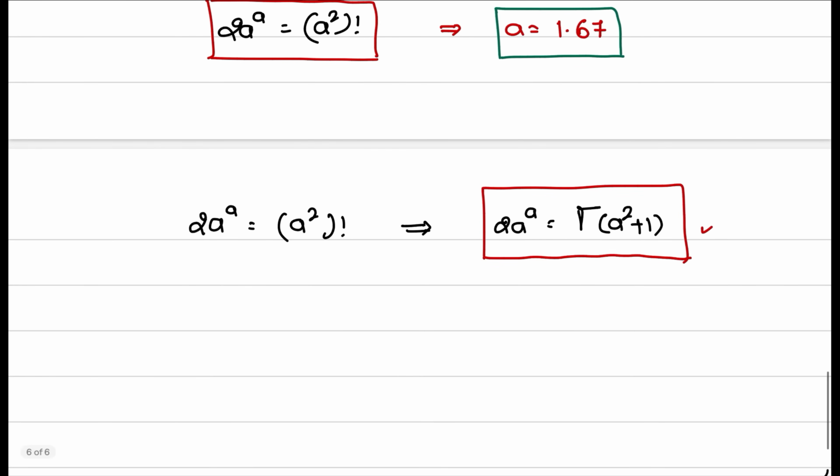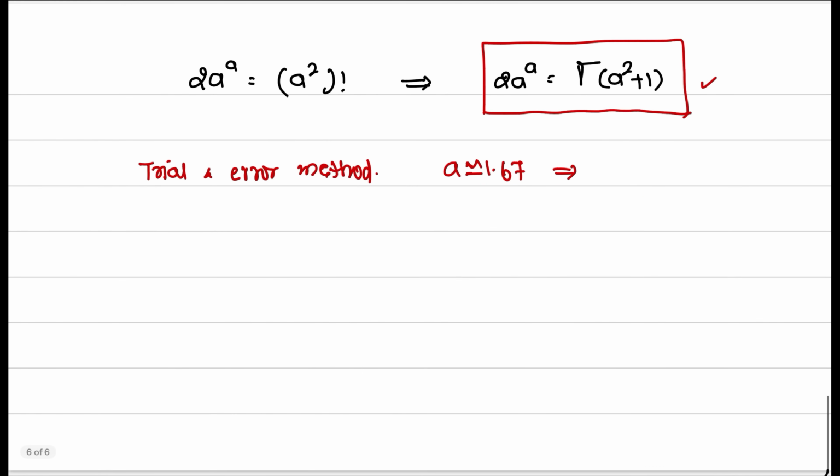You can easily solve this using trial and error method, and arrive at the value a is equal to 1.67, approximately. I am not telling it is exact. a is equal to b approximately 1.67. This is another solution. That means for different values of a, we will get different values of b.